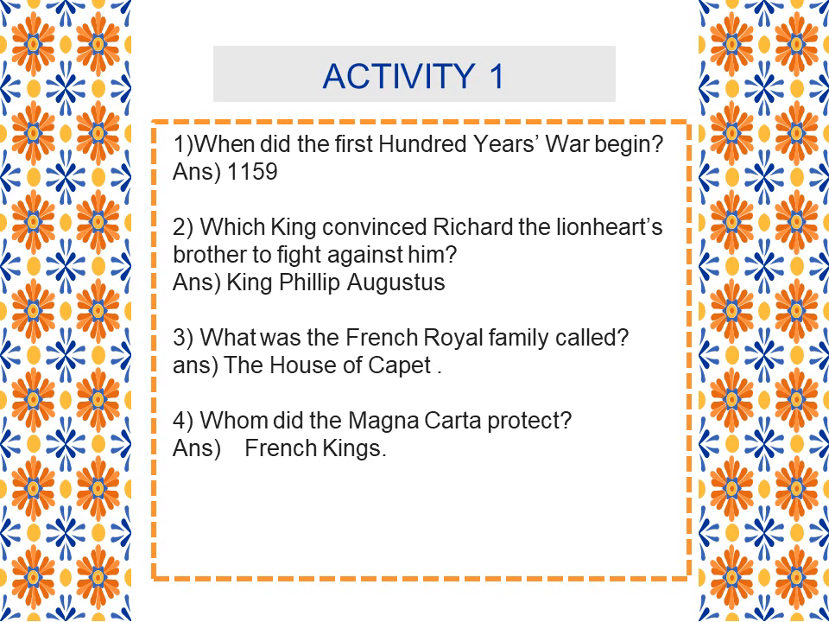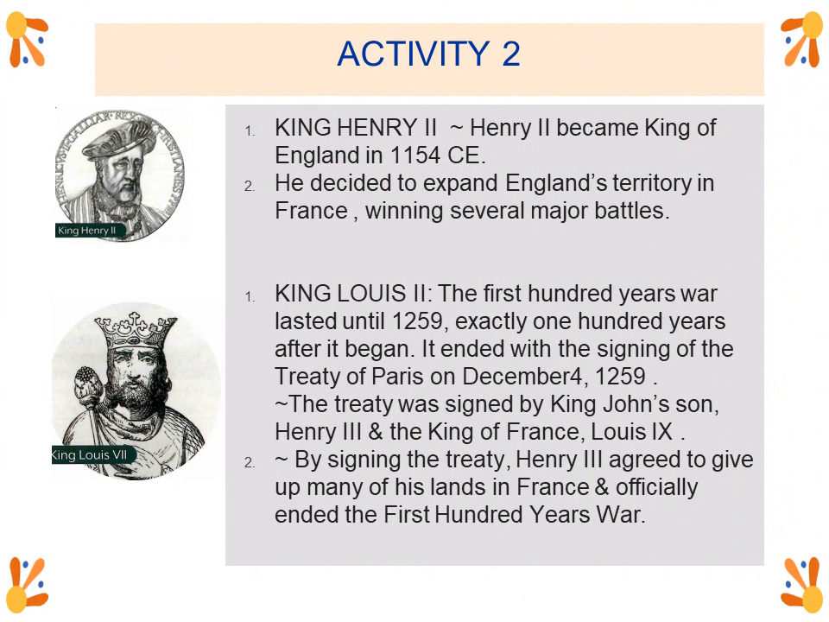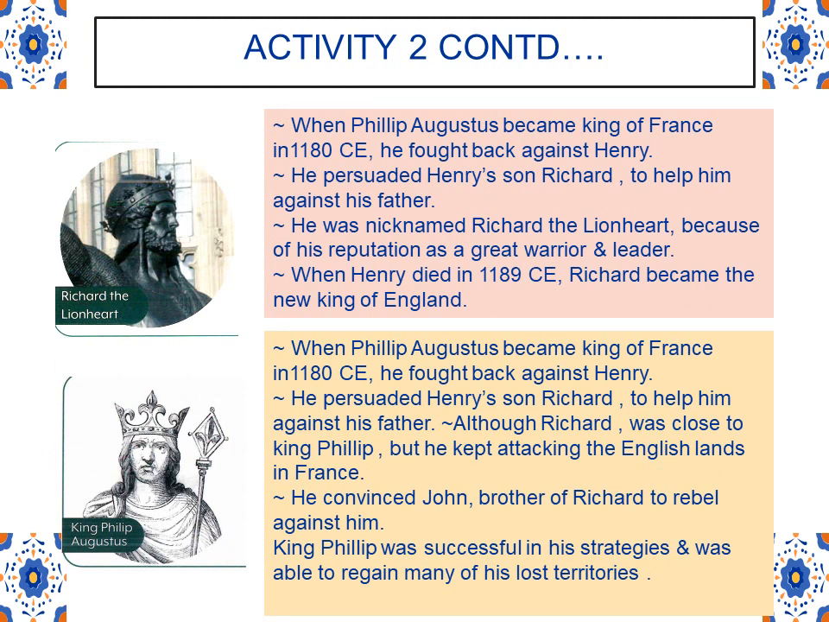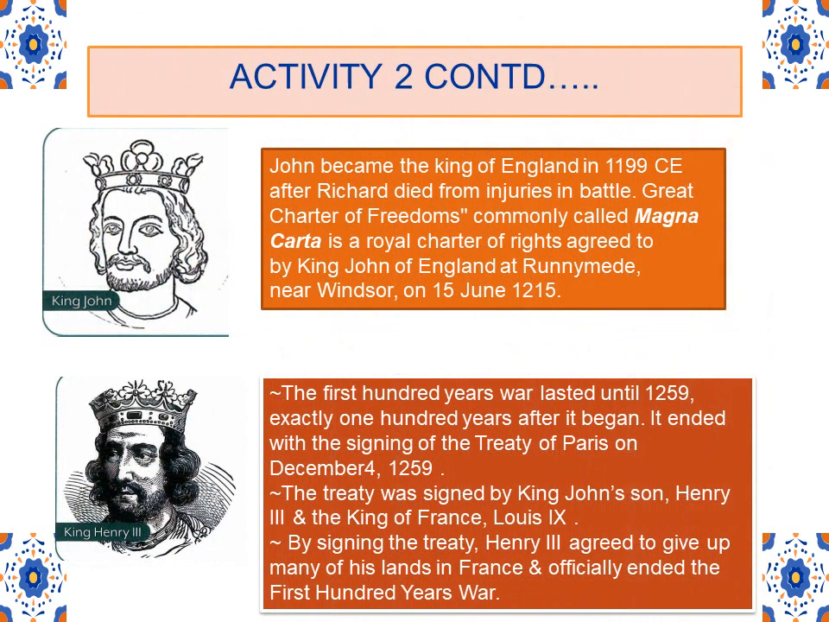Now, here we come to the activity, children, which is your textual activity. You can see the questions and also the answers. Please cross check the answers. Activity 2, you have the images of the rulers and the things they did during their life. All that has been mentioned. Please go through it. Activity 2 is still continued on this slide also. You can see King John and King Henry III. You can go through their accomplishments.